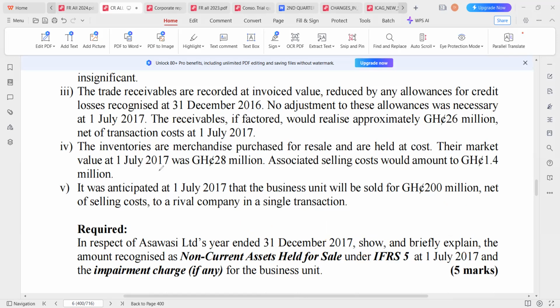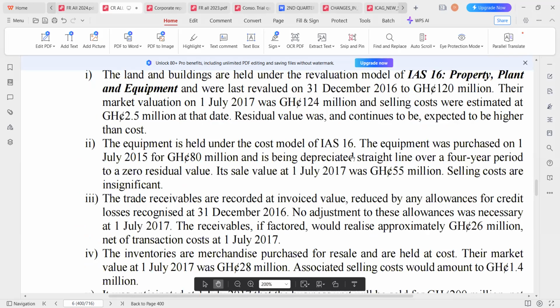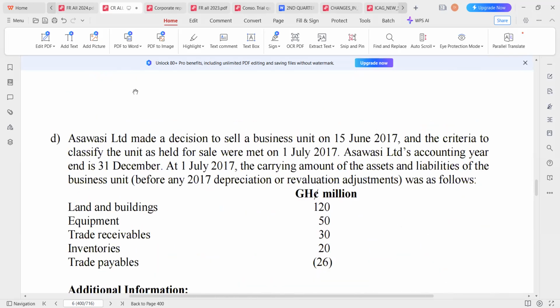So let me quickly scan through this question. This is just 5 minutes. We are done. Asawasa Limited made a decision to sell a business unit on 15 June. They made the decision on 15 June. And the criteria to classify the unit as held for sale were met on 1st July.